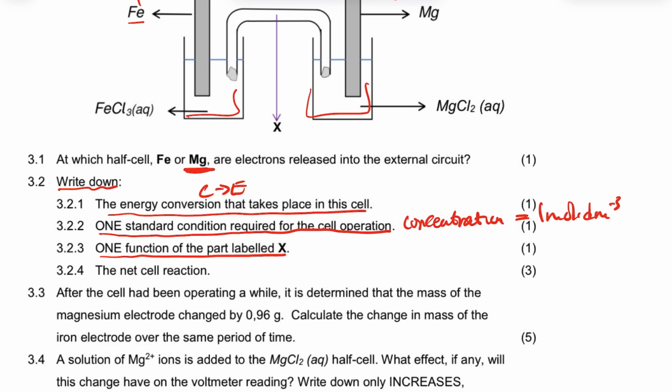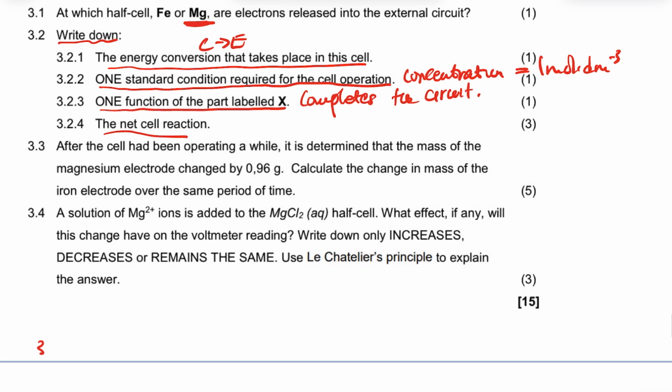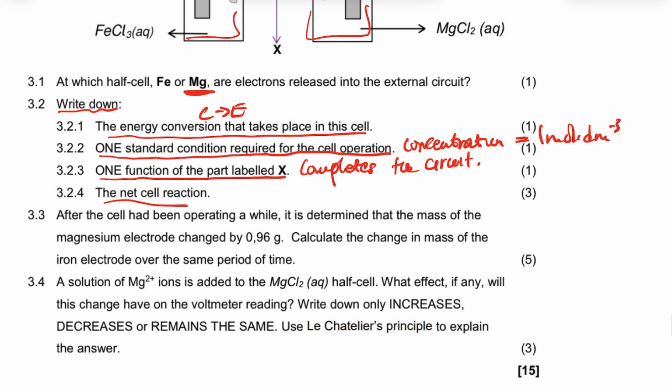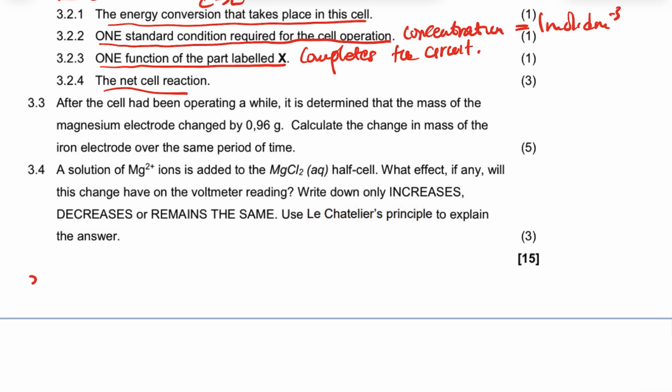One function of the labelled part X. Labelled part X is the salt bridge. It completes the circuit. It completes the circuit, and there are more. Now the net cell, guys, let me write 3.4. Okay, the net cell, guys, here I'm going to write it. I need to write the half cells.